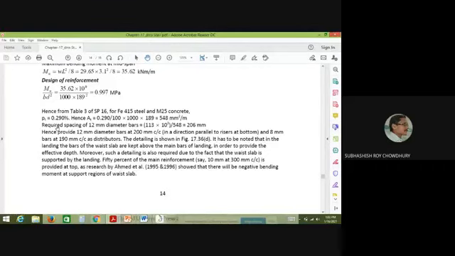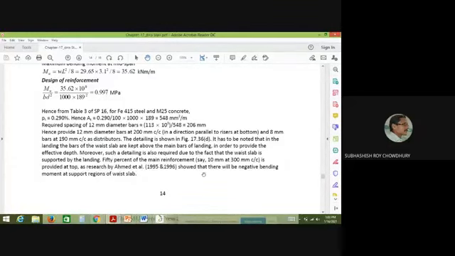Okay. It has to be noted that in the landing, the bars of the waist slab are kept above the main bar of the landing. Okay, in order to provide the effective depth. Moreover, such a detailing is also required due to the fact that the waist slab is supported over the landing. 50% of the main reinforcement, say 10 millimeter, 300 millimeter center to center, is provided at top.